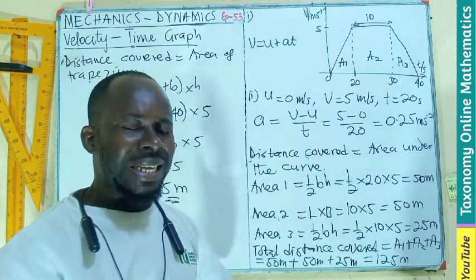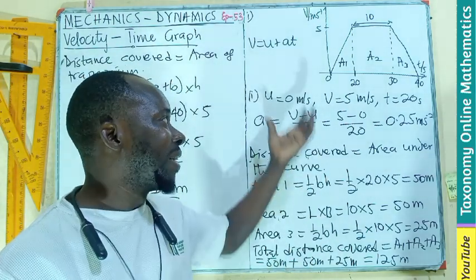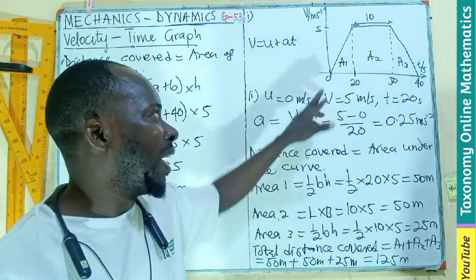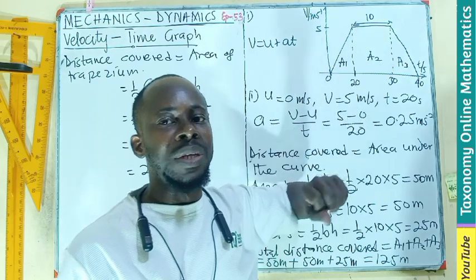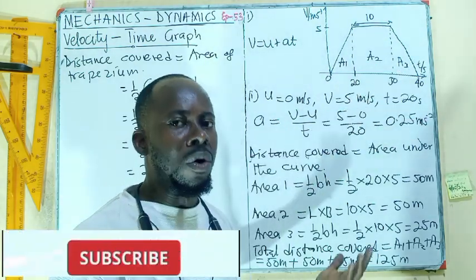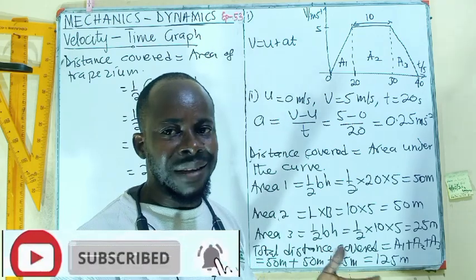There are also other ways by which this can be plotted on a graph. Similar questions will be asked: find the acceleration for the first part of the journey, the second part, the third part, the total distance covered. All of these can be asked. I guess the concept is clear.